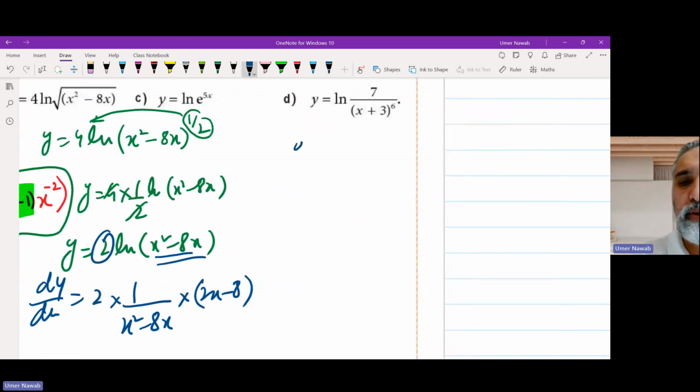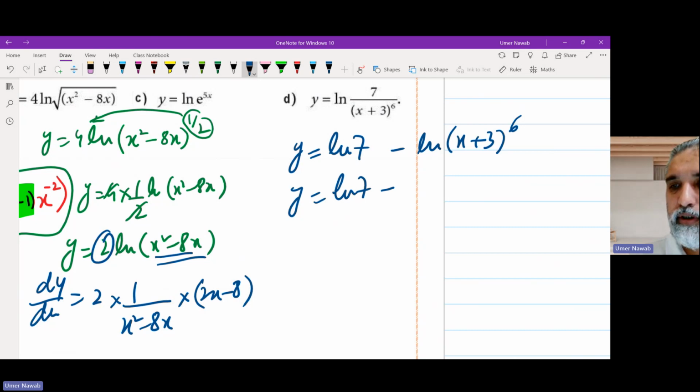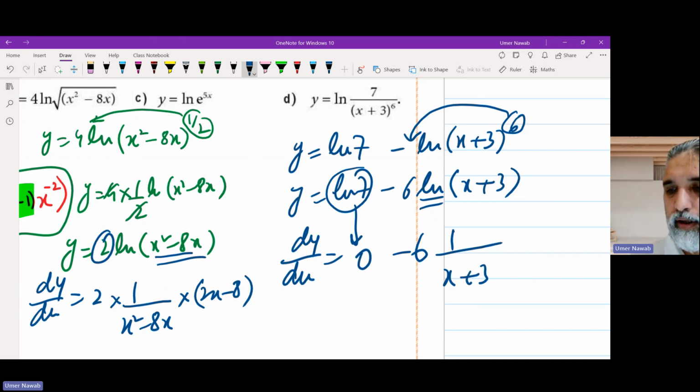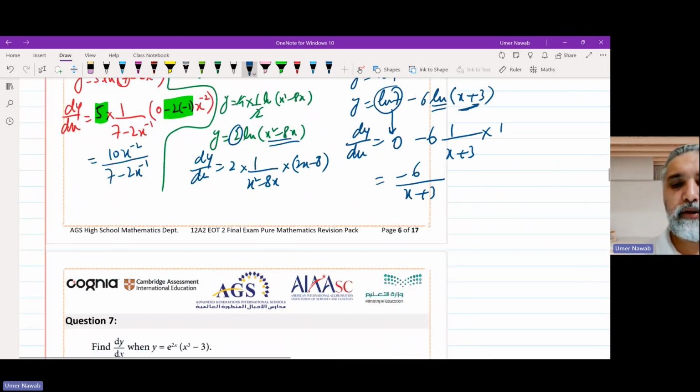Now, can I use the ln property? y is equal to ln of 7 minus ln of (x plus 3) raised to power 6. Also use the ln property, which is 6 goes back, 6 ln of x plus 3. Now I'm ready to take the derivative, dy by dx. ln 7 is a constant, its derivative is 0, minus 6, reciprocal, 1 over x plus 3. Further derivative of x plus 3 is 1. My final answer is minus 6 over x plus 3.